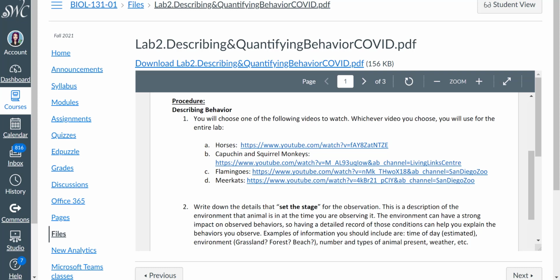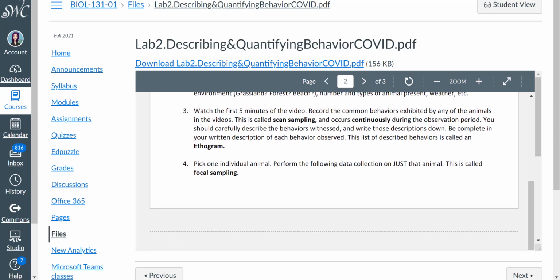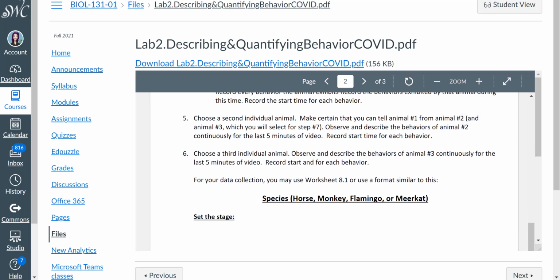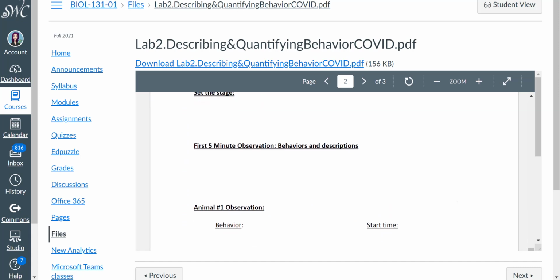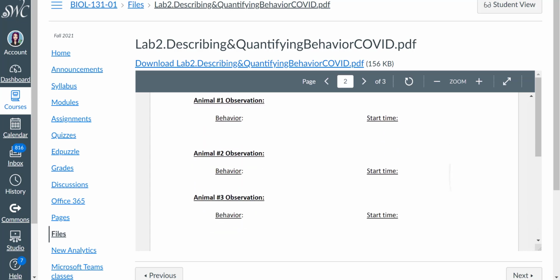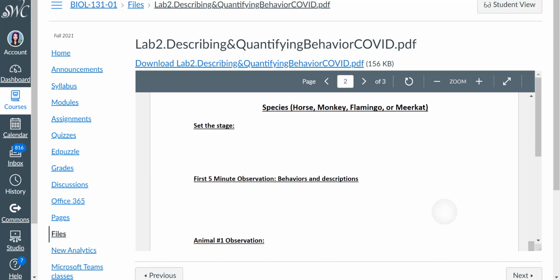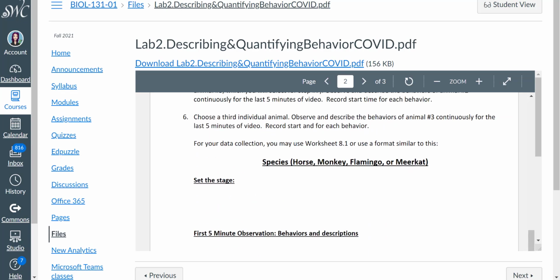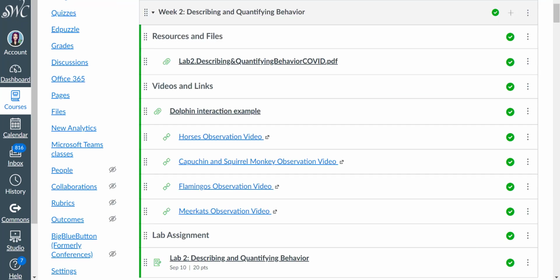You're then going to be walked through the steps of setting the stage, using scan sampling, and then using focal sampling. I give you a sample data sheet. You can use this if you would like to format your observations and record your data. You can also do this on your own separate sheet of paper. I'd recommend that because you're probably going to need more room than what you're given here. You can either click on the video links here in the document, or if you go back to the module, you see all those videos have been linked in the module as well.